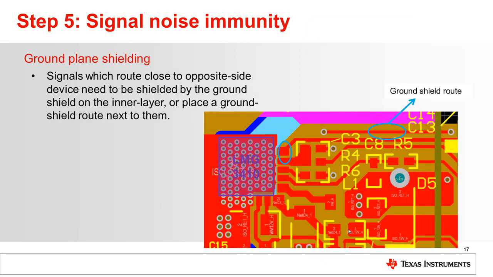In addition to the ground plane shielding, the ground shield route could serve the purpose of reducing the electromagnetic interference as well. For signals which route close to the devices on the opposite side of the PCB, they need to be shielded by the ground shield on the inner layer, or a ground shield route needs to be placed next to them, as shown on the right.